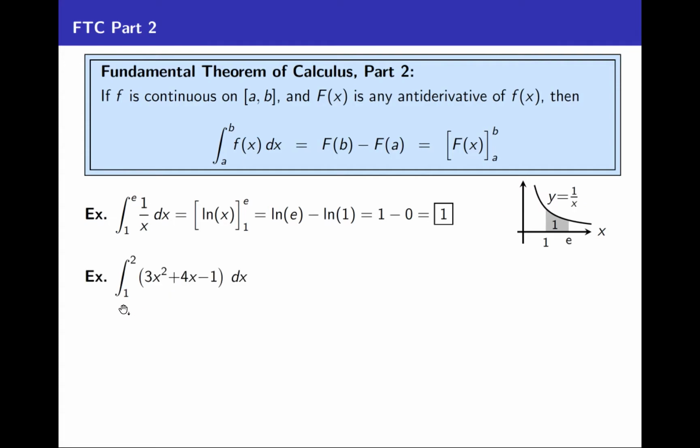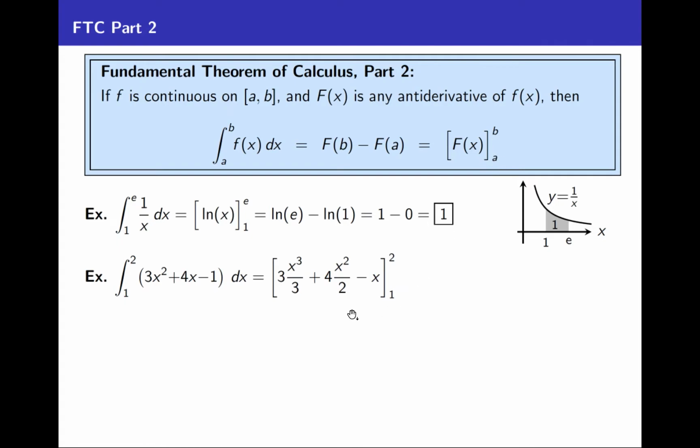Next example. Let's do the integral from 1 to 2 of 3x squared plus 4x minus 1 dx. The fundamental theorem of calculus says we just need an antiderivative of 3x squared plus 4x minus 1, and we'll evaluate from 1 to 2. Well, that antiderivative is easy to find. We just take the indefinite integral of this integrand, which is 3x cubed over 3 plus 4x squared over 2 minus x. And we evaluate from 1 to 2 here.